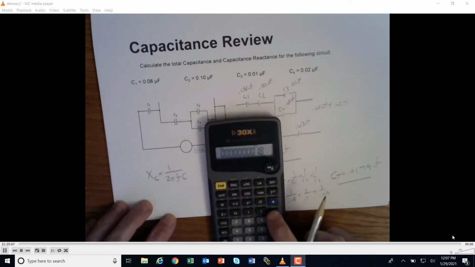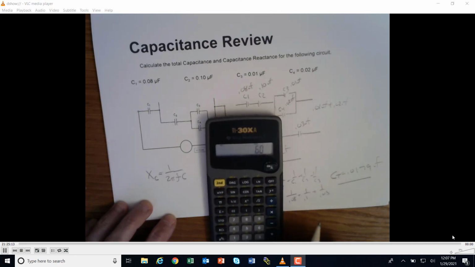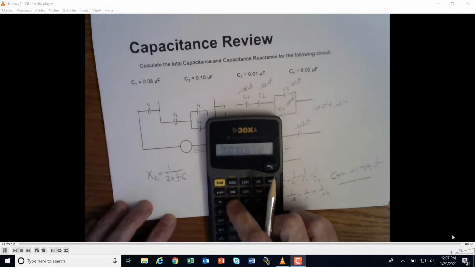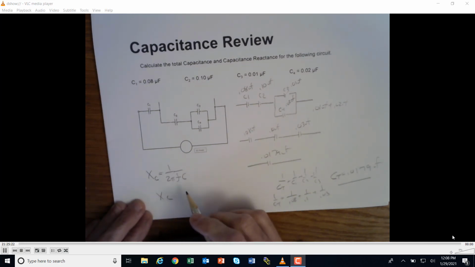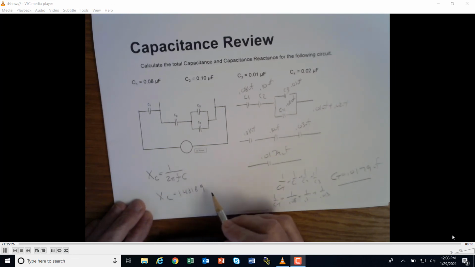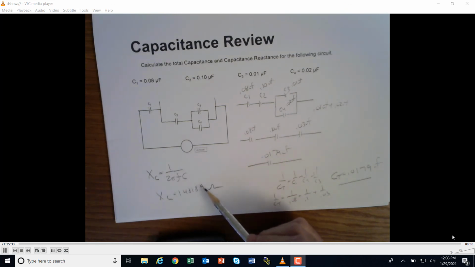And I'm going to times it by 2, times it by pi, and times it by the frequency of 60. So I get a little bit bigger number. And then I need to flip it. And I'm going to get a really big number for capacitive reactance here of 148,189 ohms. That's what that would look like right there. And if I had my voltage here, I could then start solving for my currents, and I could work everything backwards that way. So there you go.